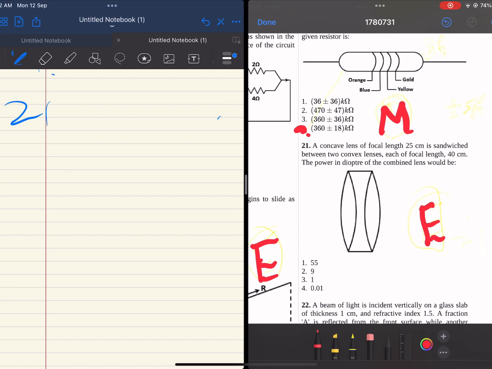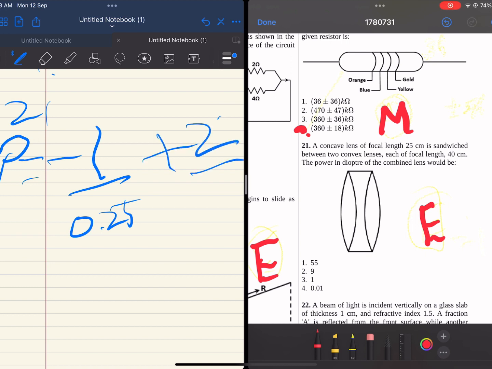Now moving on to the 21st question. We know power can be simply added since it's a scalar, and power of lenses is additive in nature. Now we know power of a concave lens should be negative, and since the focal length of a concave lens is negative, we can directly add it, and focal length of a convex lens is positive.